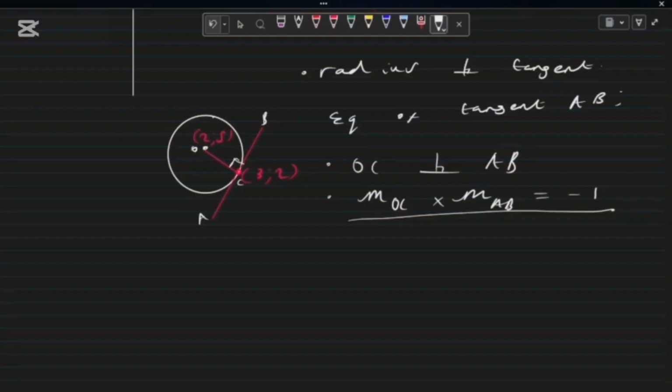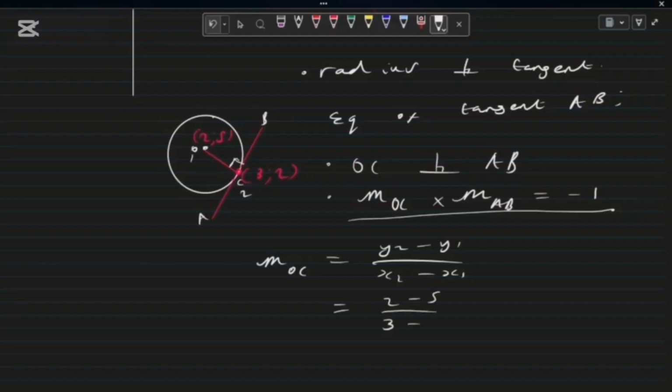Let's do that. So the gradient of OC is (y2 - y1) / (x2 - x1). Now, what is y2 - y1? Let's say I choose to call this point 1 and this one point 2. So it will be 2 - 5, and then it will be 3 - 2.